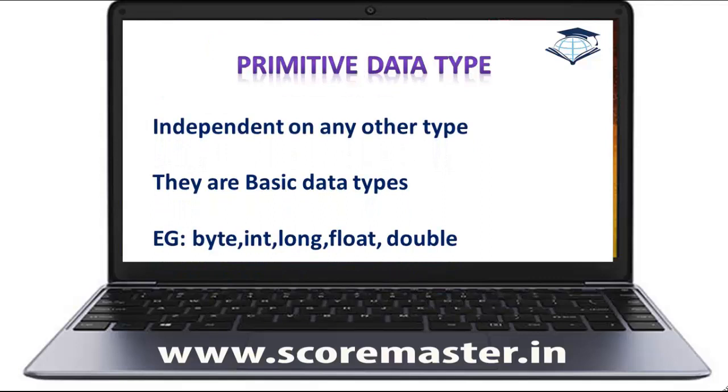Primitive data type. Independent of any other type. They are basic data types. Example: byte, int, long, float, double.